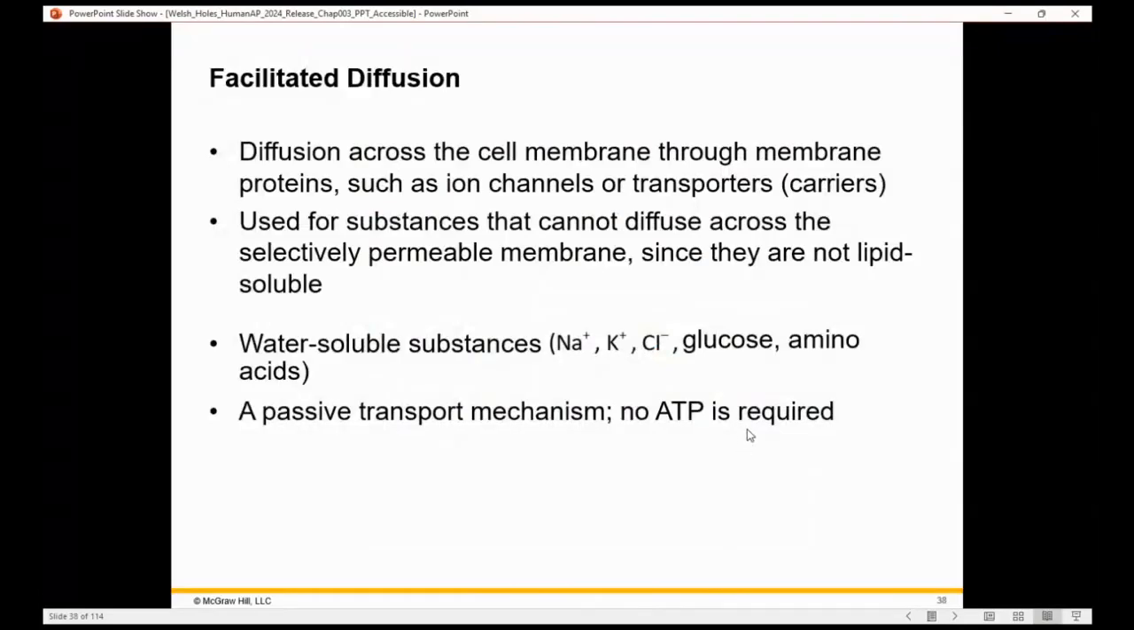Okay, that's simple diffusion. Now, facilitated diffusion. This is still diffusion. It takes no energy, but it has to go through, say, a membrane protein like ion channels or carriers or transporters. It's used for substances that cannot diffuse across the selectively permeable membrane since they're not lipid soluble. Water soluble substances like sodium, potassium, chloride, glucose, amino acids, they can move this way. A passive transport mechanism is what facilitated diffusion is, with no ATP required.